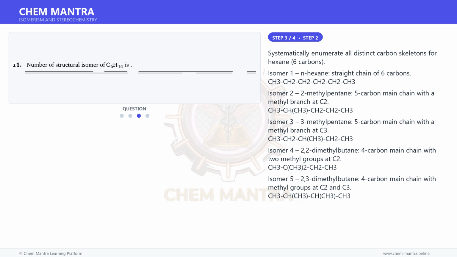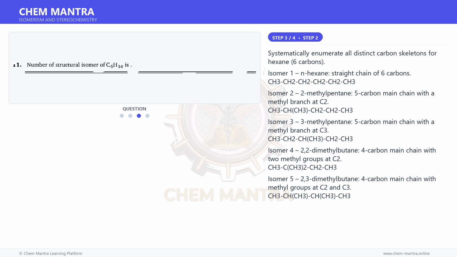Moving on to the next step. Systematically enumerate all distinct carbon skeletons for hexane, 6 carbons. Isomer 1: n-hexane, straight chain of 6 carbons, CH3CH2CH2CH2CH2CH3. Isomer 2: 2-methylpentane, 5 carbon main chain with a methyl branch at C2, CH3CH(CH3)CH2CH2CH3.